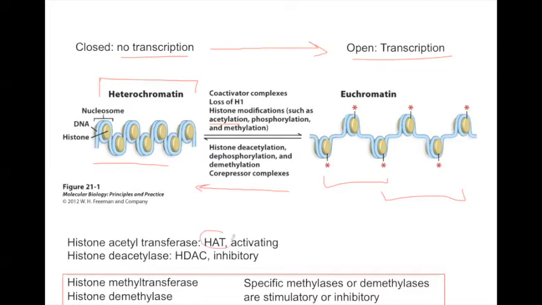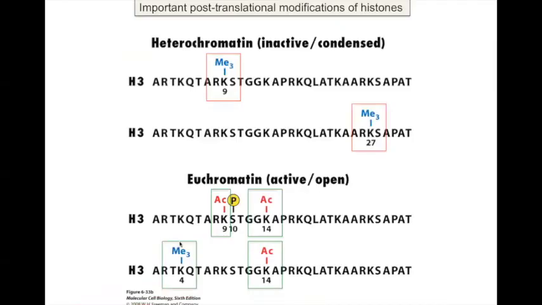Histone acetyltransferases turn gene expression on. Histone deacetylases turn it off. There are specific marks on histones that are associated with heterochromatin and the more open euchromatin. Lysine 27 trimethylation on histone 3 is a repressor, whereas lysine number 4 trimethylation turns genes on.